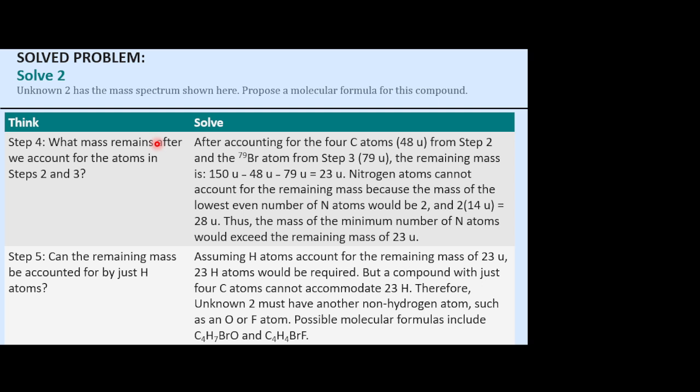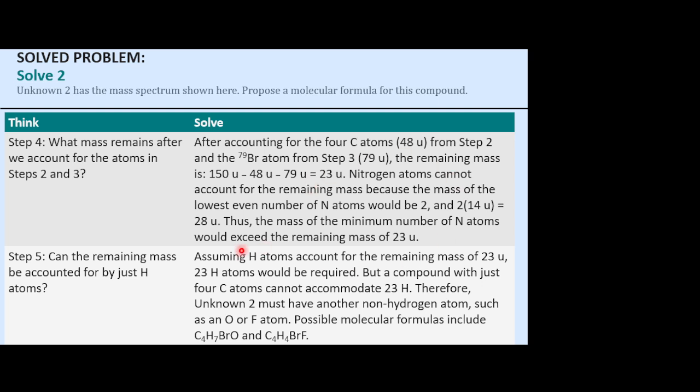So we account for our 4 carbon atoms. We account for our bromide. So we take the 48 and the 79, add those together, and subtract that from the total mass, 150. And that means somehow we need to come up with 23 units, right? This isn't going to be a nitrogen because we had already eliminated the nitrogen as being a very low probability. So we're not going to use any nitrogen there.